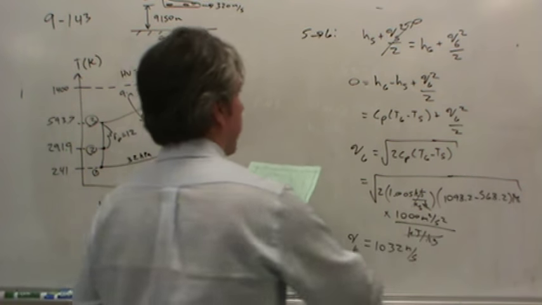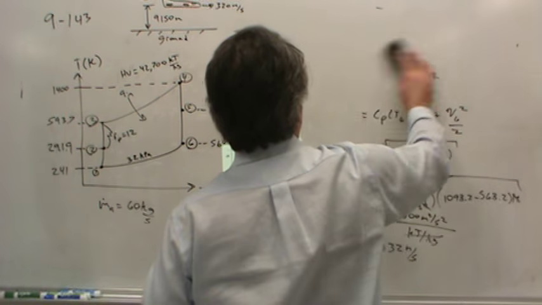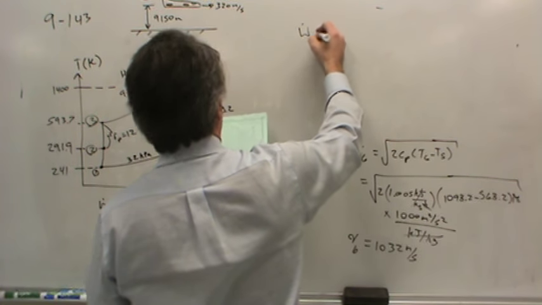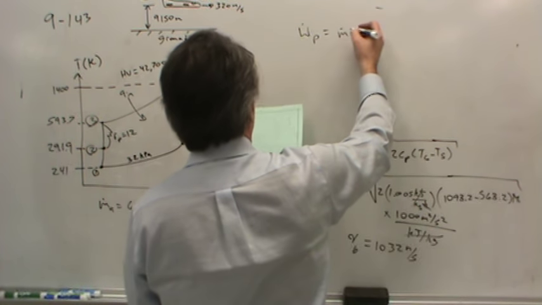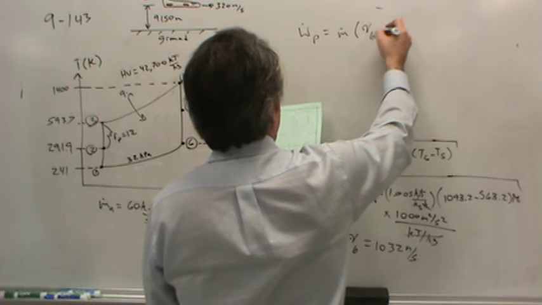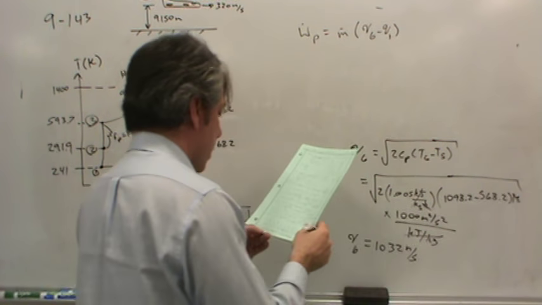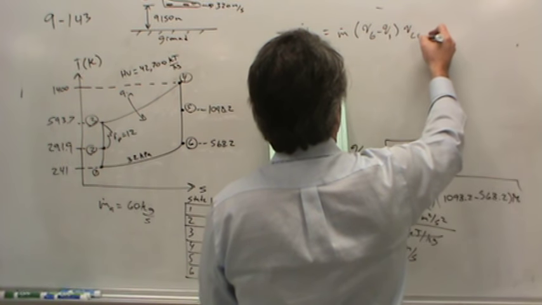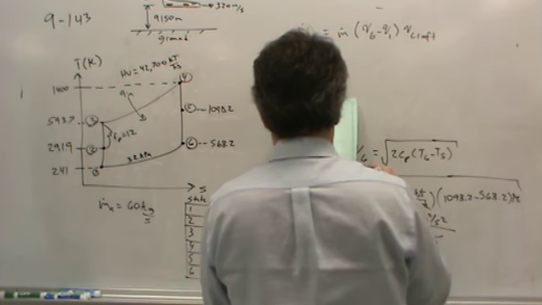We can now calculate the propulsive power, which was requested as well. The propulsive power, W sub P, is equal to the mass flow rate of the air through the engine times the velocity change across the engine multiplied by the velocity of the craft. Okay?